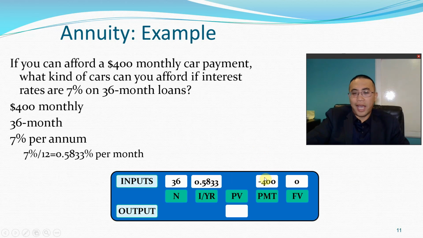The monthly payment is negative 400. So you are paying back $400, so that's a cash outflow. It should have a negative sign. And for the future value, it's 0 because there's no additional payment 36 months later. And then you solve for present value. That's roughly $13,000. So it's more like the average second-hand car in the United States. That's the price for a second-hand car in the U.S. on average.